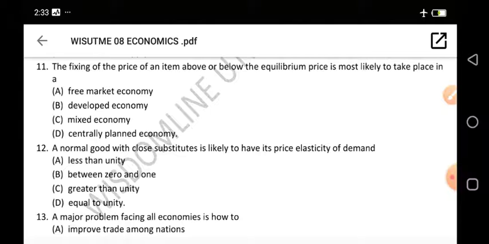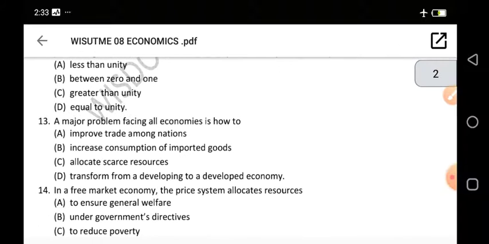They're just trying to convince you there. So that's number 12, the answer is C. That will take us to number 13.